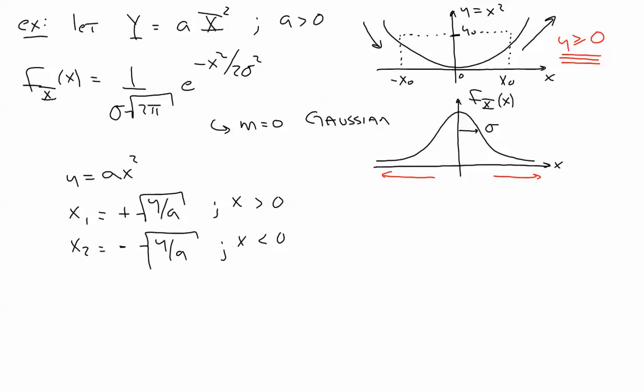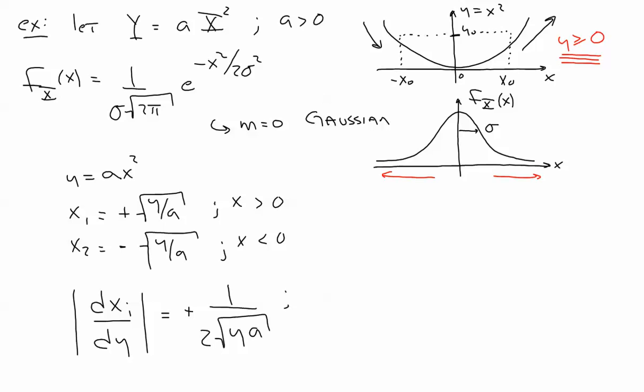So the next thing we need is to take the derivative, the absolute value of the derivative. Absolute value always means I end up with a positive result. That's going to be 1 over 2 times the square root of ya, and this is true for both regions. Okay? That's true for both regions.